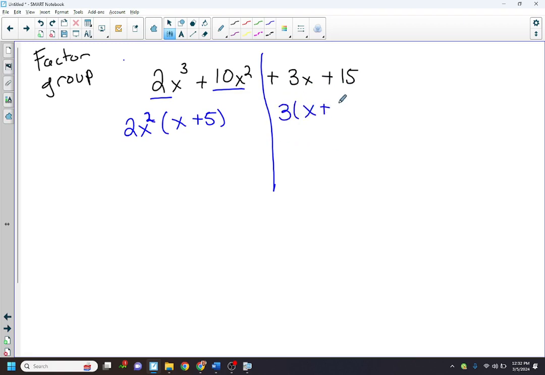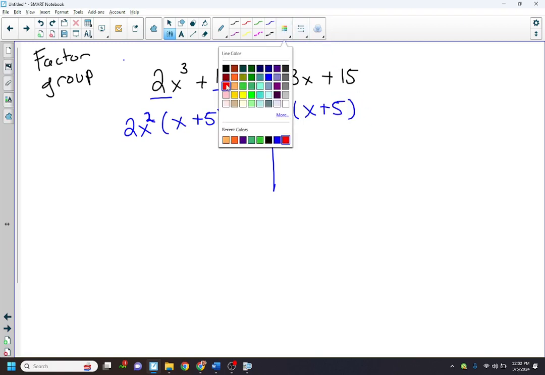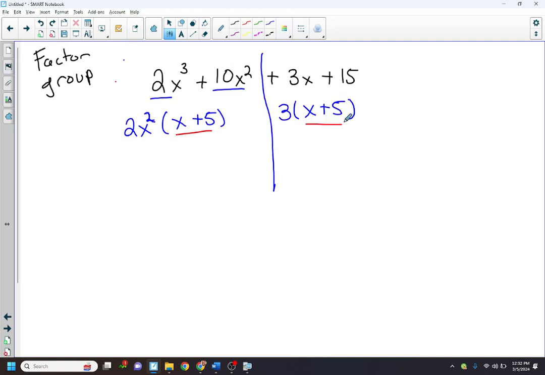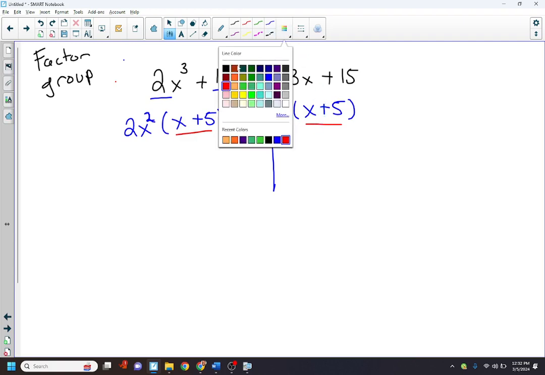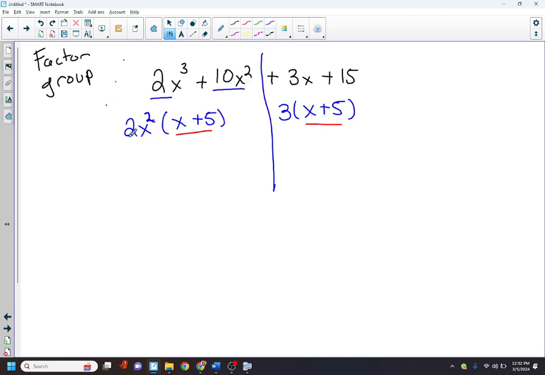So in this case, I could take out what's in common, which is x plus 5. In this scenario, you know you did it correctly when the inside of the parentheses match. If the inside of the parentheses don't match, you did it incorrectly, or you're doing it wrong some way, somehow. So in that case, because the insides match, we have 2 separate outsides. Your final answer looks like this.